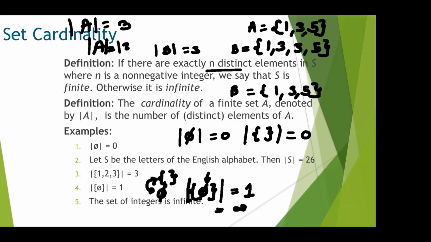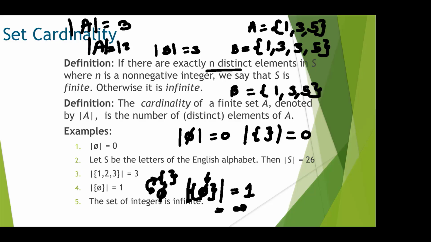So by definition, cardinality is the number of distinct elements in the set. So if you have any element which is repeated twice and thrice, we are going to count it only once. So that is the distinct elements in the set. So here are some examples we'll see.